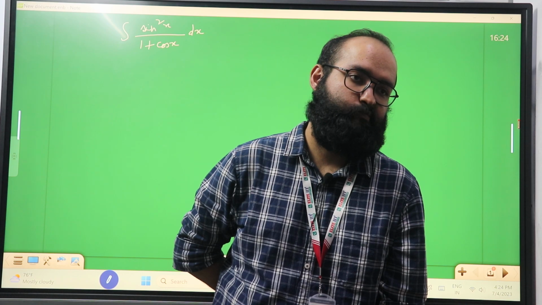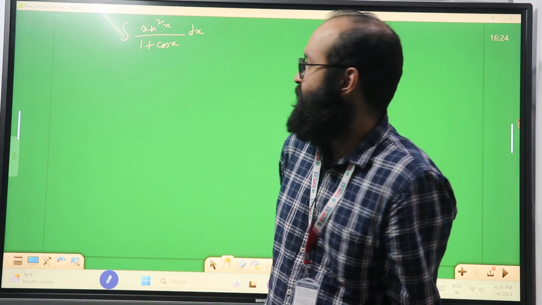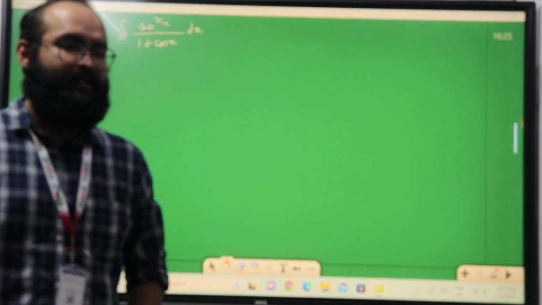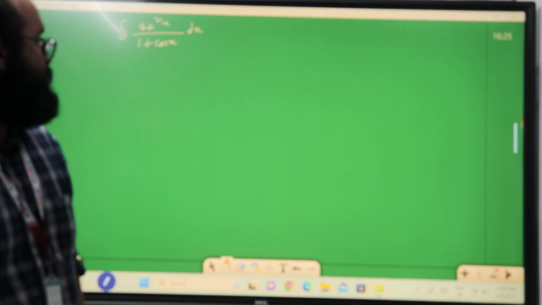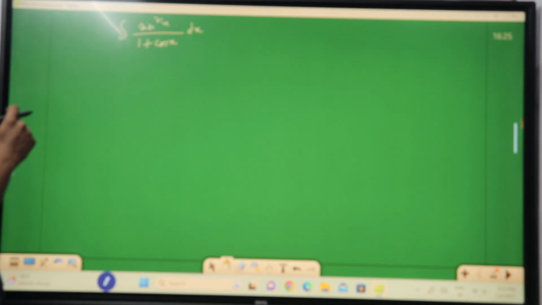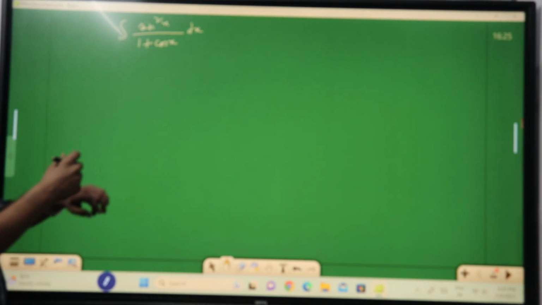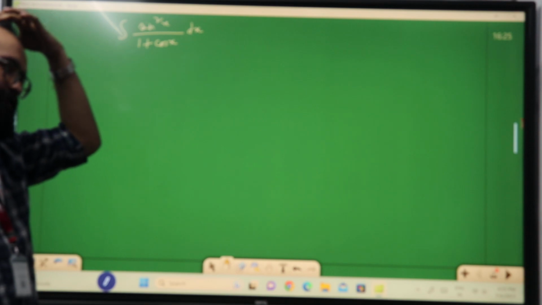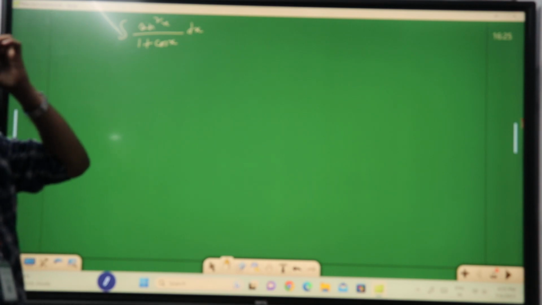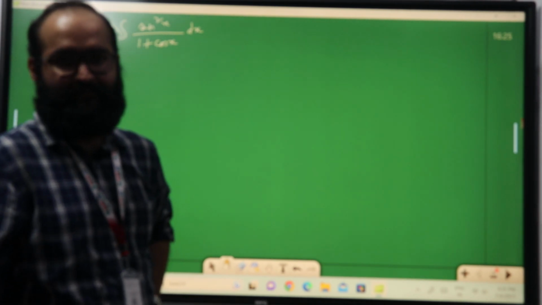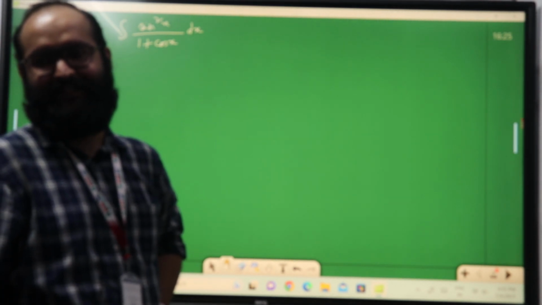I already did a similar question without the square. That was simply substituting, isn't it? But here you cannot just do that. What to do here? Any idea? Anyone? Do you remember doing some questions with 1 plus cos x in your PUC 1? Manas, what do you remember? You just said yes, sir. Forgotten. You have forgotten.